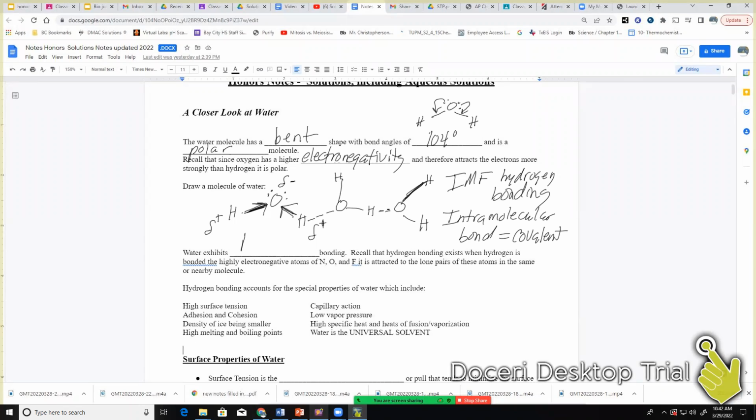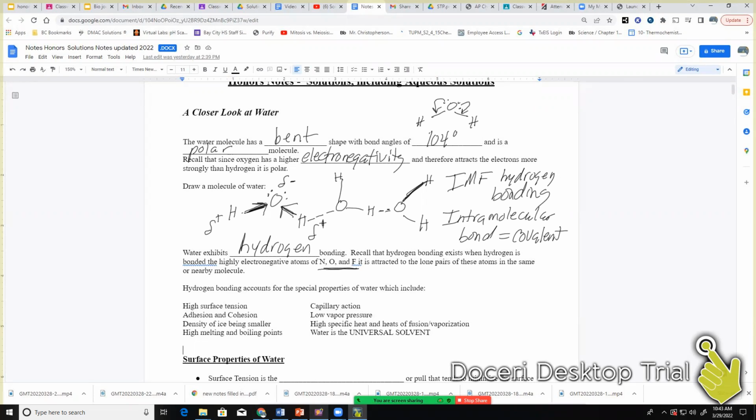So I probably jumped ahead. Water exhibits hydrogen bonding, and that exists when hydrogen is bonded to a highly electronegative atom like nitrogen, oxygen, or fluorine. And we have oxygen in this case. And it's attracted to the lone pairs of these atoms in the same or nearby molecules. And because of this hydrogen bonding, we have a lot of different properties that can be attributed to water. And that's the listing right there.